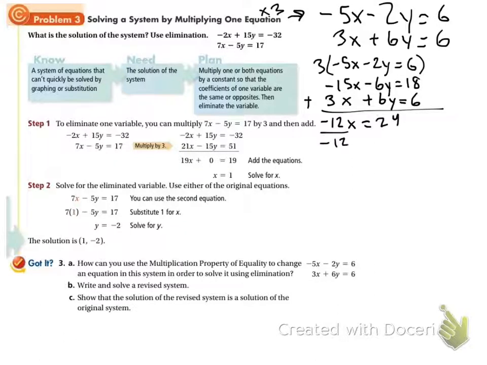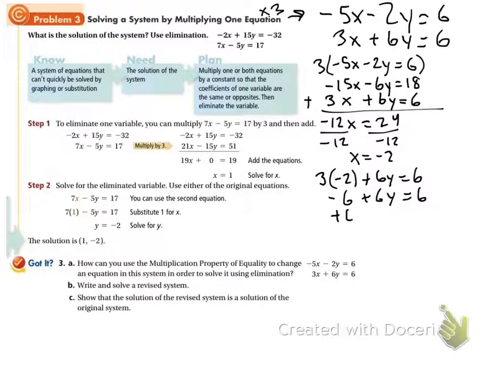So I'm going to divide both sides by negative 12. And I get that x is equal to negative 2. Remember, that's not the end. We need to plug that back in. I'm going to plug it back into, how about the second equation? Doesn't really matter, but 3 times negative 2 plus 6y equals 6. So this is negative 6 plus 6y equals 6. I will add 6 to both sides. And I get that 6y is equal to 12. And when I divide by 6, I get that y is equal to 2. So our answer is the point negative 2, comma 2. That is our solution.